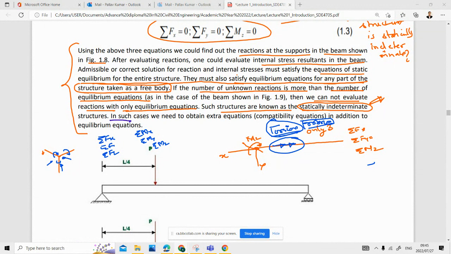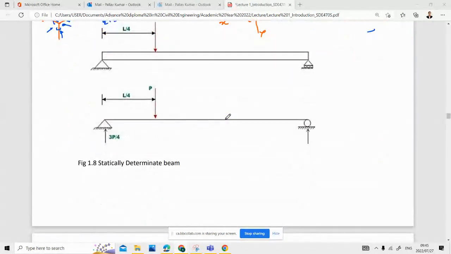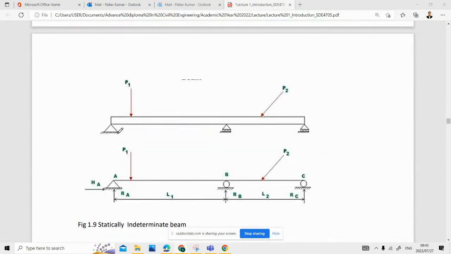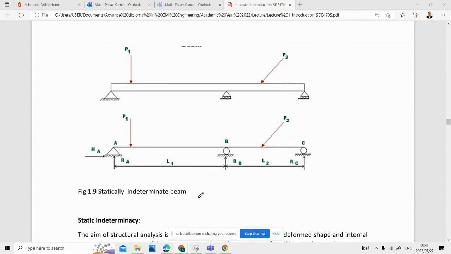Let's go on. Can we move forward? So you can see this, and you can see that here how many unknowns are there? 2, 1, 2, and here 1. So that is 3. We have 3 unknowns. So this is statically determinate. But if we see here, you have 1, 2, 3, 4, but you have available 3. So this is statically indeterminate.